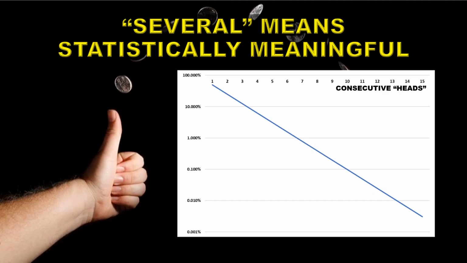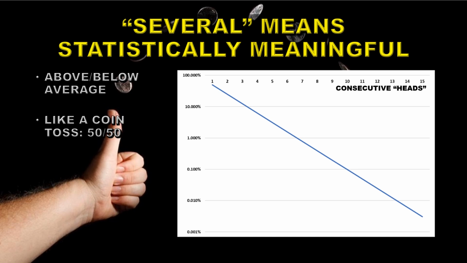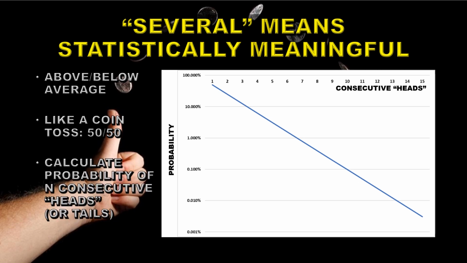We can use statistics to see what several means, and in my case I believe it means statistically meaningful. If we're looking for below average as opposed to above average cycles, then it's rather like a coin toss. There's a 50-50 chance of it being above average or below average. We can model that mathematically by calculating the probability for successive numbers of consecutive heads, for example, or tails. So to get one head, it's a 50-50 chance, either heads or tails. To get 2, it's a 25% chance. To get 3, it's a 12.5% chance, and so on.